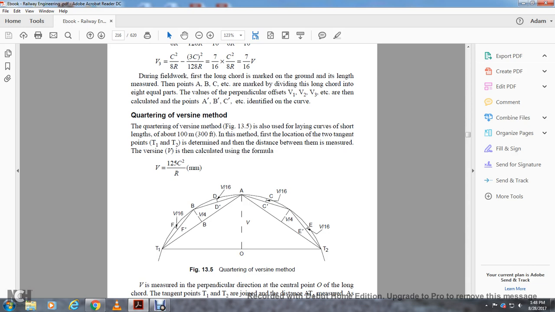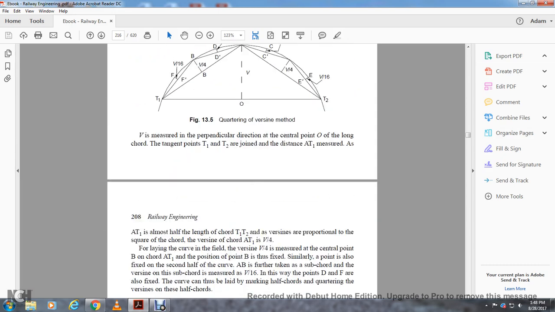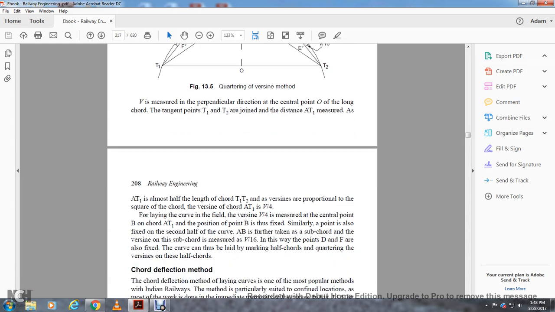A, B, C, D, E, F, G. V is measured perpendicular at the center point O along the tangent, and T1, T2 are joined. The distance AT1 is measured, AT is almost half the length of T1, T2, with the versine proportional to the square of the chord, giving the versine for the length AT1 as V4.